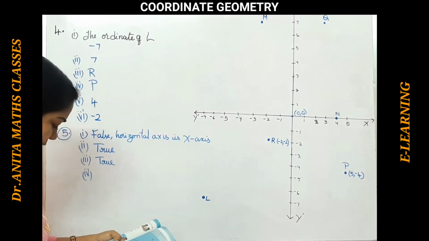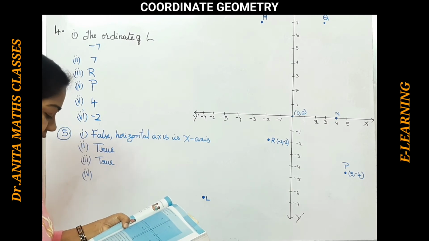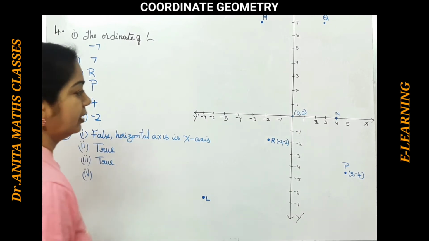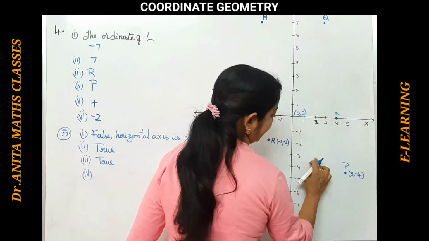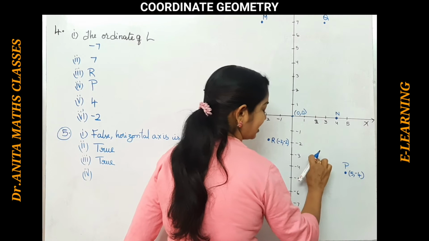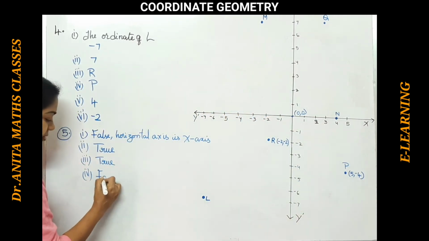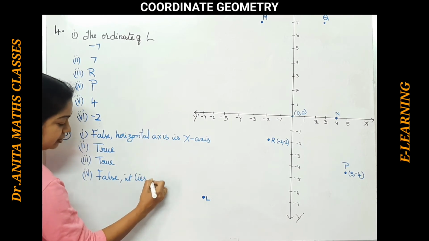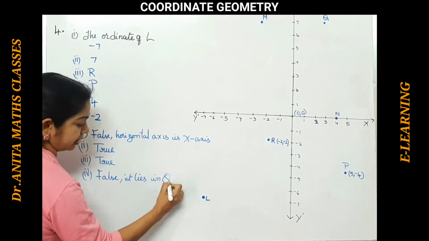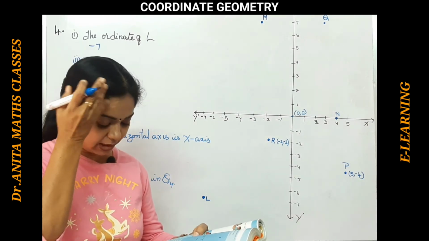Now the next one, the point 2 comma minus 3 lies in the third quadrant. 2 comma minus 3 here, the point will lie here, somewhere here. So this lies in the third quadrant given. So no, false. It lies in fourth quadrant. So if it is false, you have to write the correct statement here.